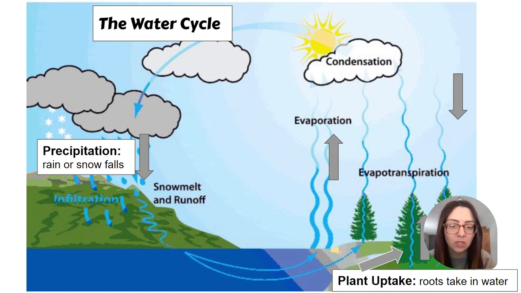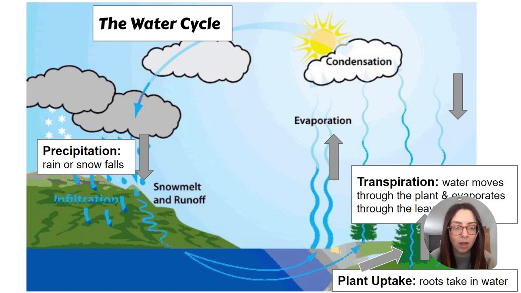Okay, but what happens to it next? There's this fancy word here called transpiration. It's just a fancy word for evaporation through plants. So water moves through the plant and evaporates through the leaves. Okay, and that's transpiration. The water comes in through the roots and then out through the leaves.